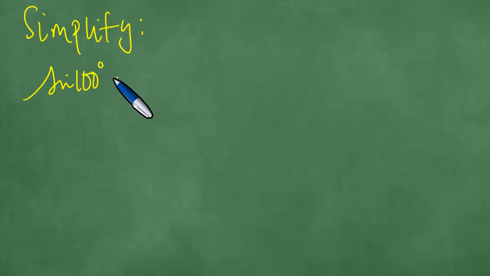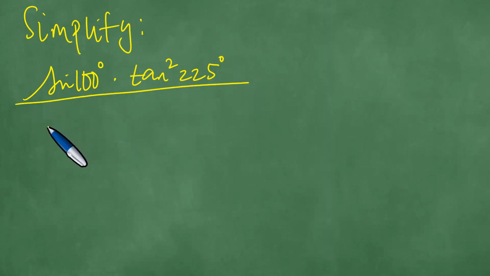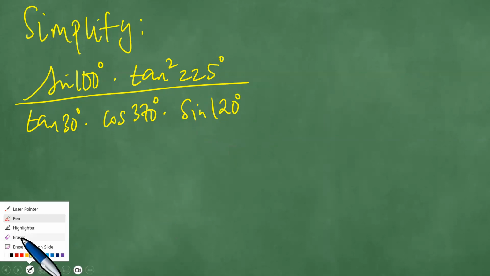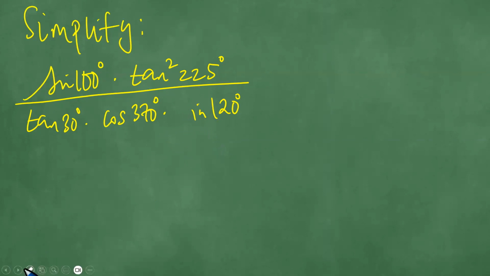degrees. Tan squared of 25. Tan 30. Cosine 370. The sine of 120.